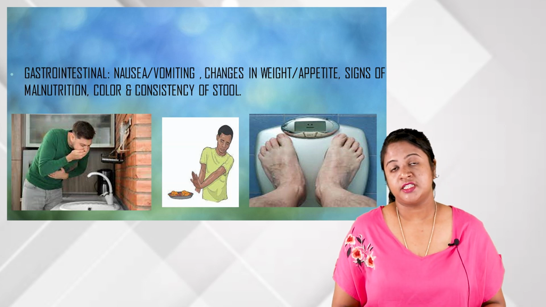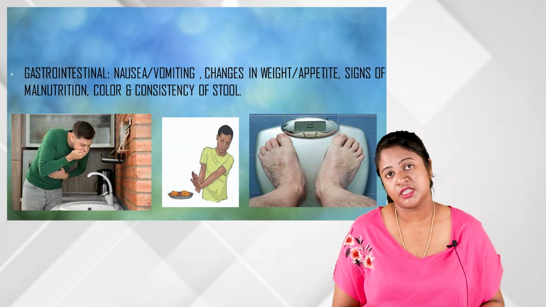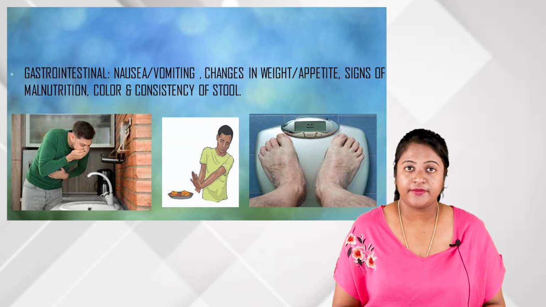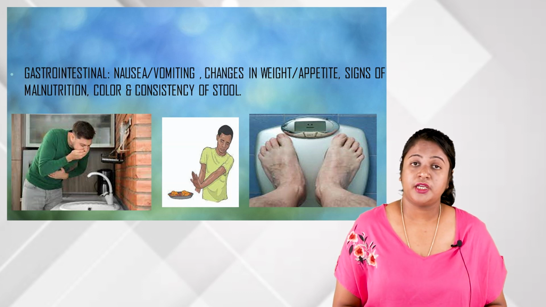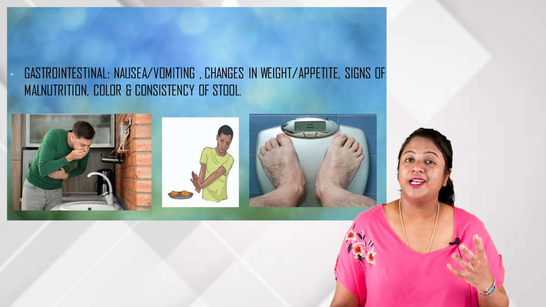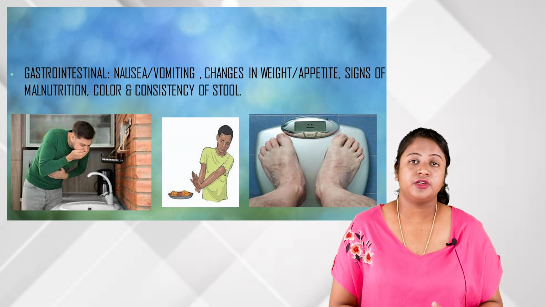In the GI system, you may ask the client if he is having nausea, vomiting, or changes in weight or appetite. You're going to check for signs of malnutrition, and the color and consistency of the stool. So that's the GI system that you're going to assess.